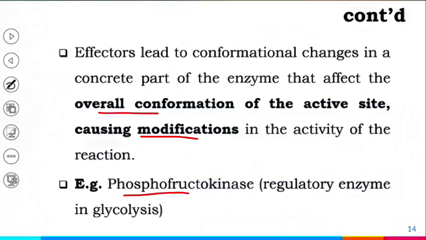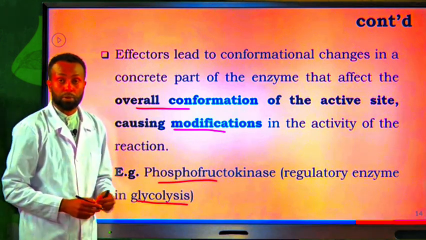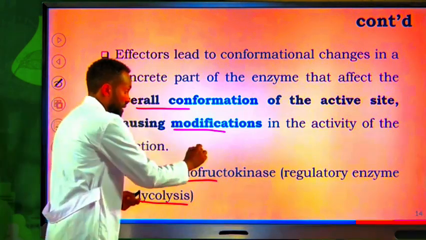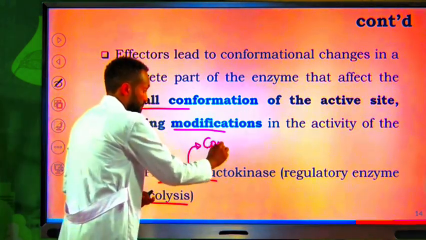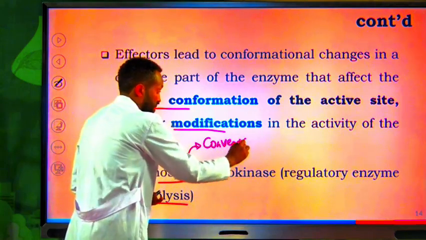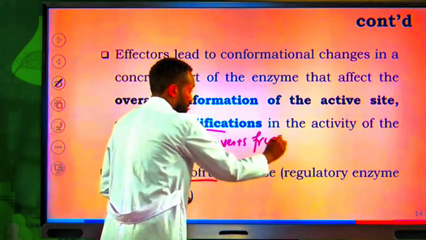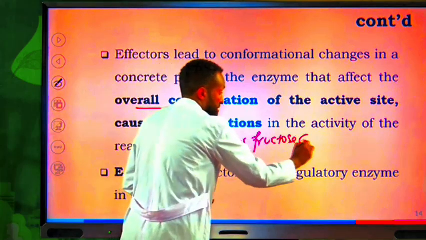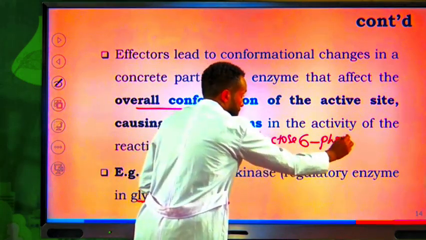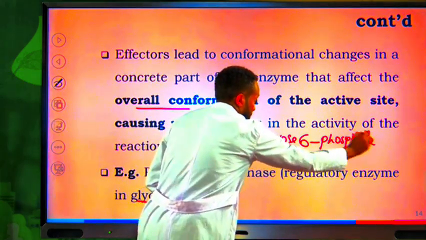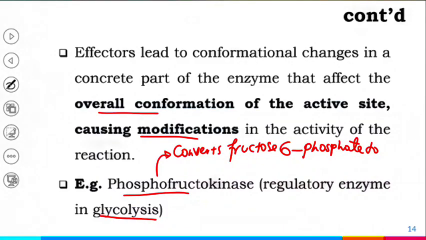For example, phosphofructokinase. Phosphofructokinase is a regulatory enzyme in a process known as glycolysis. So phosphofructokinase converts fructose 6-phosphate to fructose 1,6-bisphosphate.